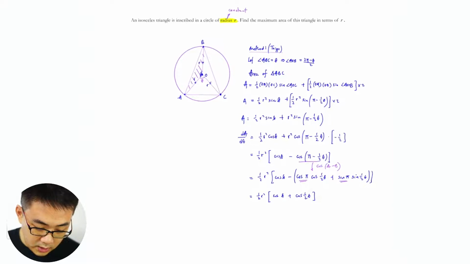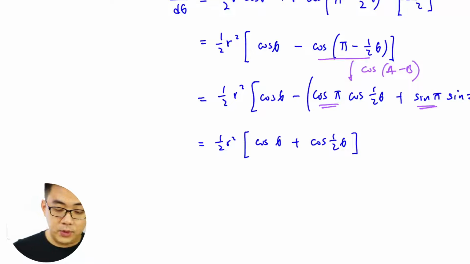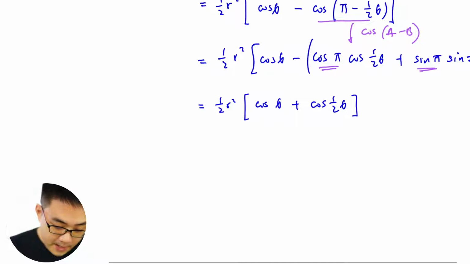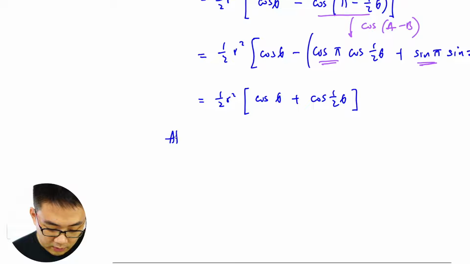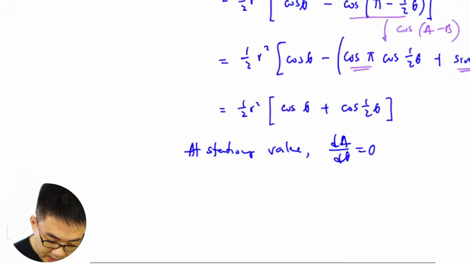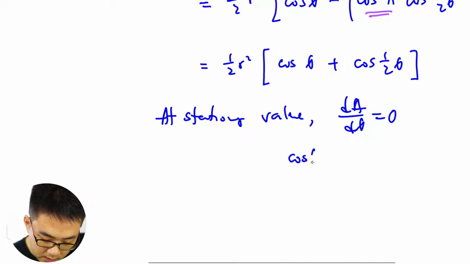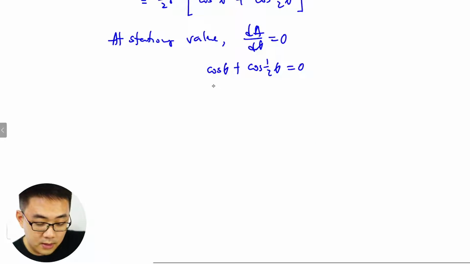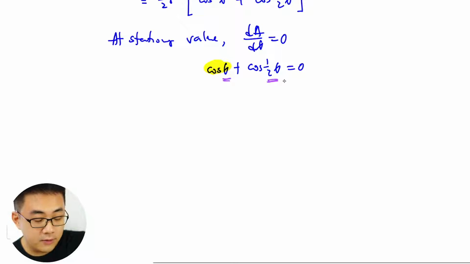I'm not sure if you want to show it is a maximum, we can use the second derivative later, but anyway, I'm just going to let it be a stationary value, so dA/dtheta is 0. In this case, what I'll get is just cosine theta plus cosine half theta is 0. So how do you solve this? This is secondary school stuff, so I'm not going to explain too much, but you always look at the angle. If the angle is different, you change to the same one. So this one you can half the angle.